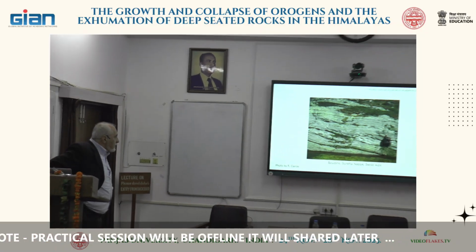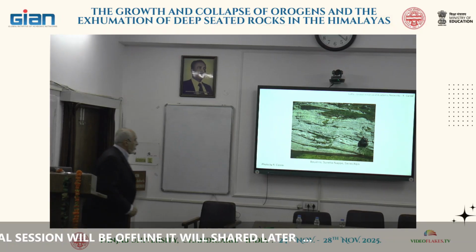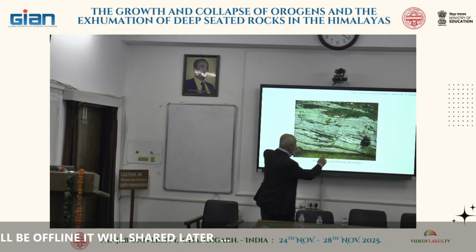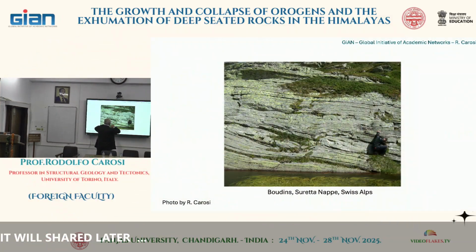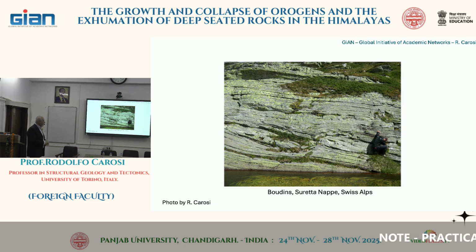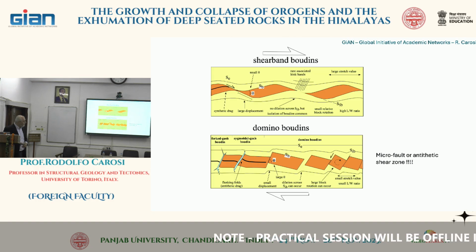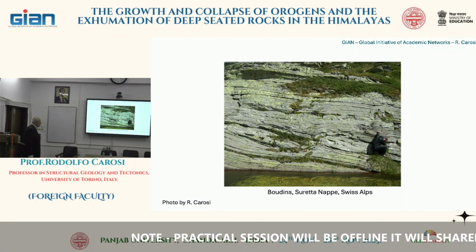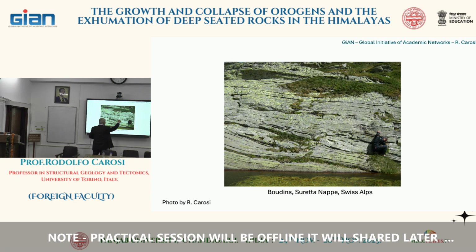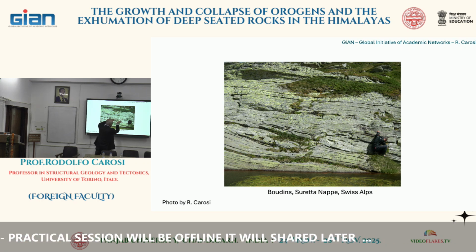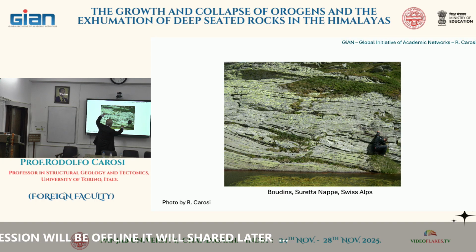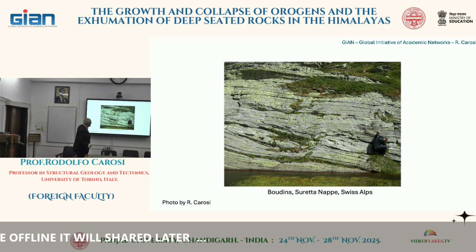Here we are in the Alps, in the metamorphic nappe, and you can see some stiff layers like this with this kind of boudin. What do you think about this displacement? Is it more or less shear band boudins or domino? Yeah, shear. So if this is the plane of shear, it is maybe synthetic, so the sense would be this one.